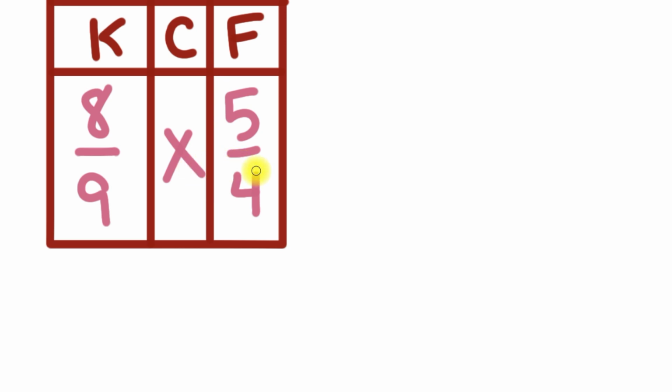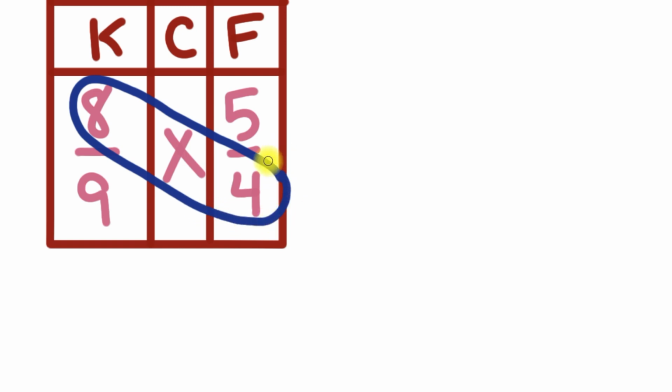So let's look at 4 and 8 first. Can 4 and 8 be divided by the same number? Absolutely. They're both even, so they can both be divided by 2. But let's go with something bigger. 4 can actually divide both of these, so let's use that. 8 divided by 4 will be 2, so I'll cross that off, and I'll put a 2 here. And 4 divided by 4 will be 1, so I'll cross that off, and I'll put a 1 here.